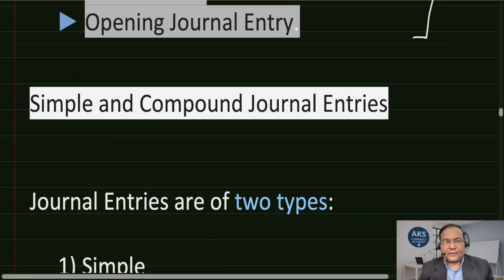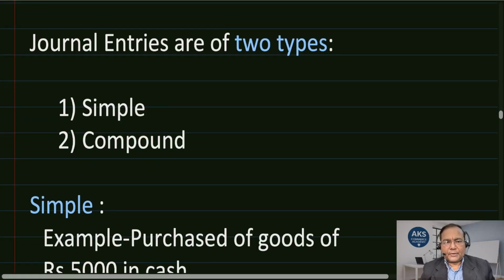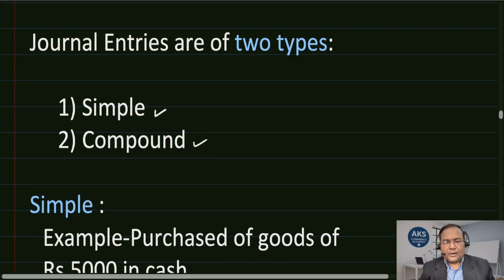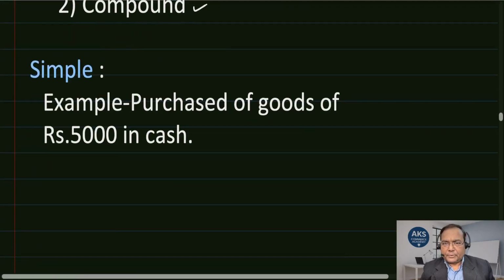So we'll understand what is simple and compound. We have already seen a few entries in the previous class, where the entries are supposed to be done. A compound is a little more added on to the existing one. So let us see simple and compound. These are the two types of journal. Simple, the name itself says it is simple, and compound, a little more addition happens there. Now let's see the example of a simple journal entry.